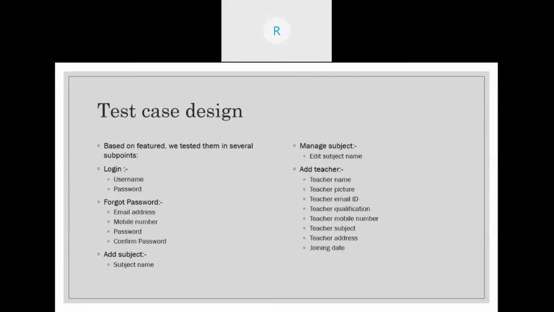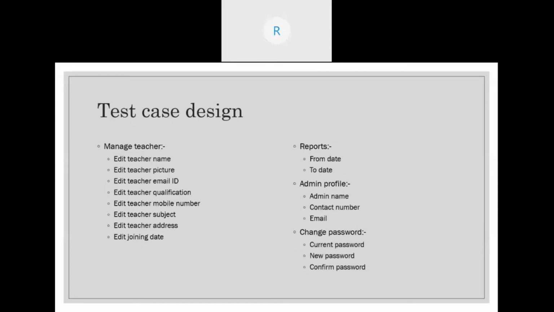For add subject, there is only one subpoint: subject name. Also for the manage subject, only one: edit subject name. For add teacher, there are teacher name, teacher picture, teacher email ID, teacher qualification, teacher mobile number, teacher subject, teacher address, and joining date.